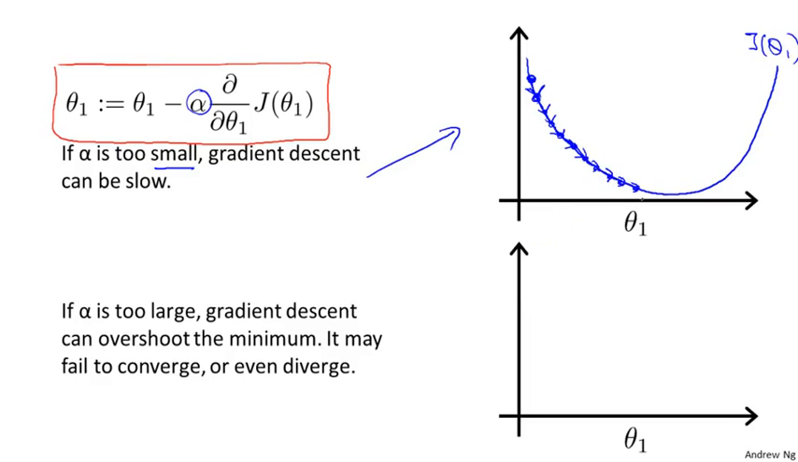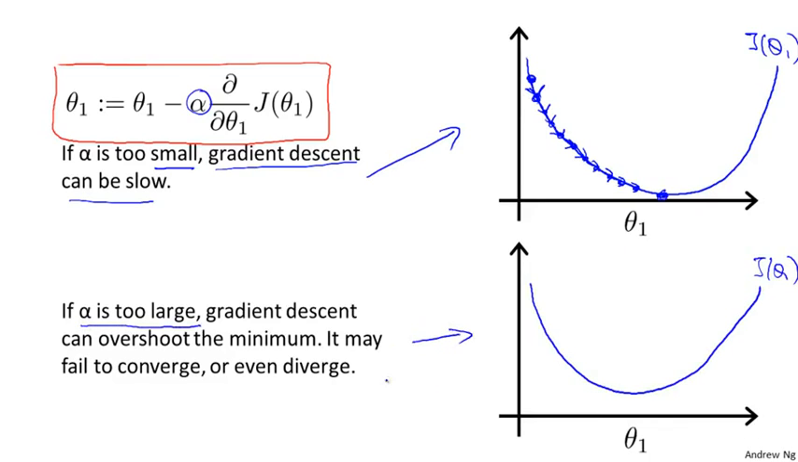And so if alpha is too small, gradient descent can be slow because it's going to take these tiny, tiny baby steps, and so it's going to need a lot of steps before it gets anywhere close to the global minimum. Now, how about if alpha is too large? So here's my function J of theta. Turns out if alpha is too large, then gradient descent can overshoot the minimum and may even fail to converge or even diverge. So here's what I mean.